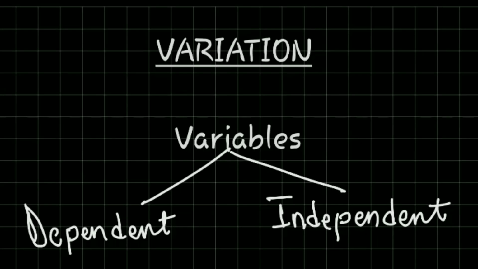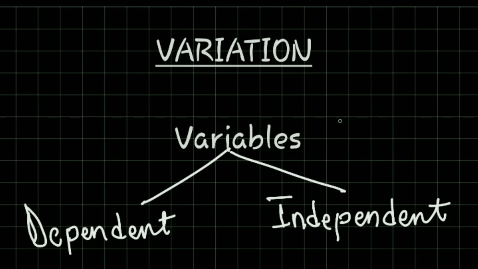Let's talk about variation. Variation simply means variables. And so we are going to be talking about the relationship that exists between two or more variables. We have the dependent variable and the independent variable. The dependent variable is that variable that depends on another variable.